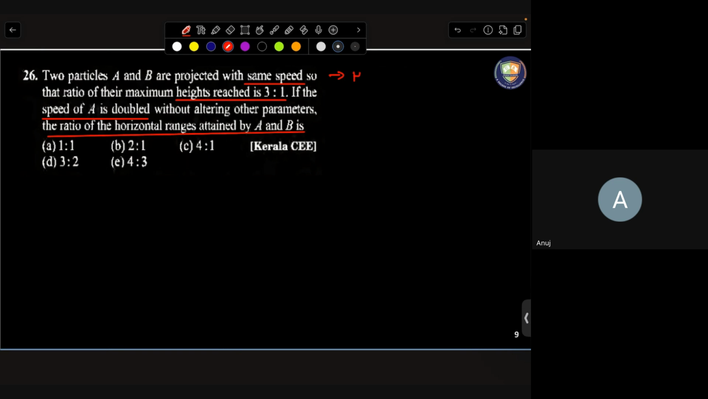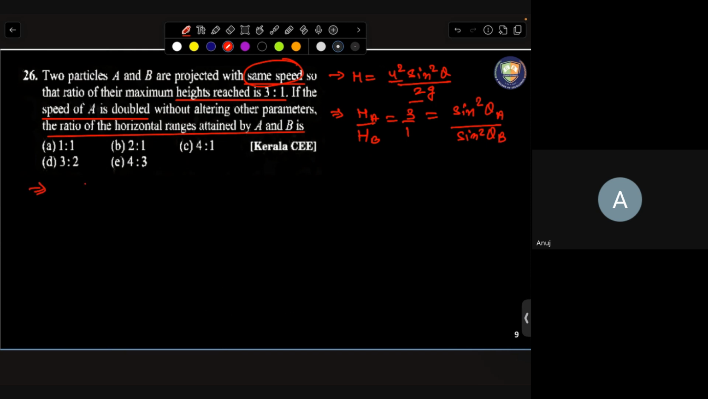Let me tell you the formula. We just saw that h is equal to u square sine square theta by 2g. According to the question, HA by HB is already given to you, which is 3 by 1. And you can see here that u is the same speed. So if you do the division, u square by 2g will get cancelled. What is left will be just the theta part. So you can write sine square theta for A, sine square theta for B. Okay, so you can see clearly that sine theta A by sine theta B, what we are getting is root 3.